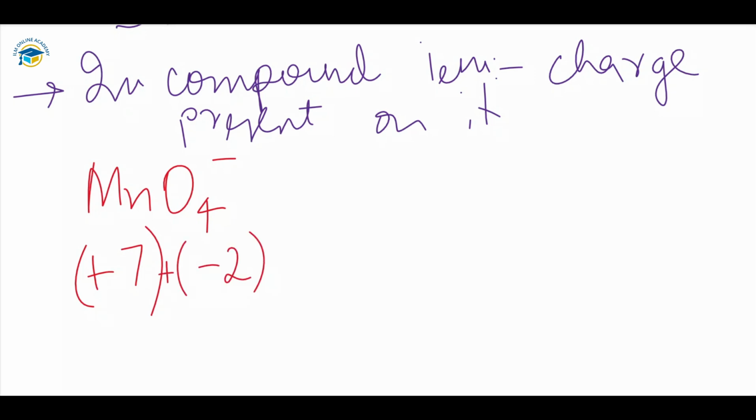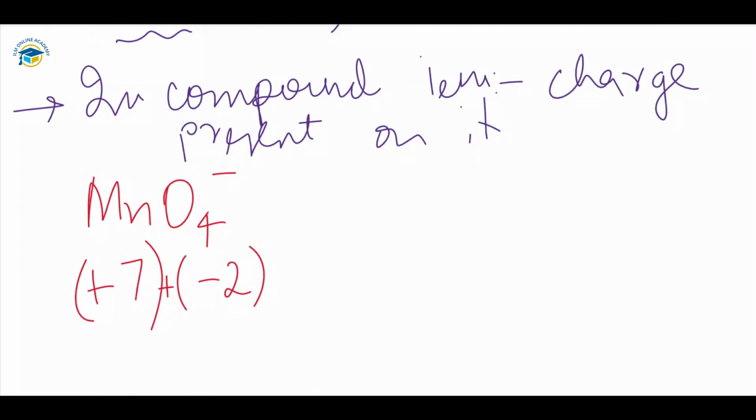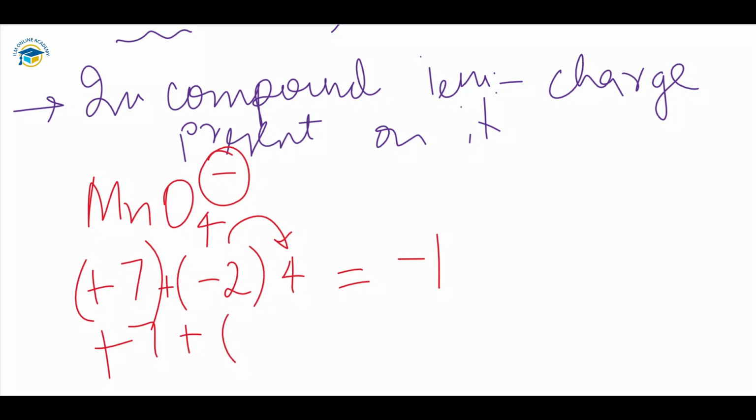plus, here you also have to write the plus, sorry. So -2, and as 4 oxygen atoms are there, that is equal to the charge present on it. Negative charge is present, so it is equal to -1. So +7 plus 4 times -2, which is -8. By adding these, we have -1, that is equal to the -1. So these are the rules for working out the oxidation numbers for any reaction. Now I will give you an example related to these rules.